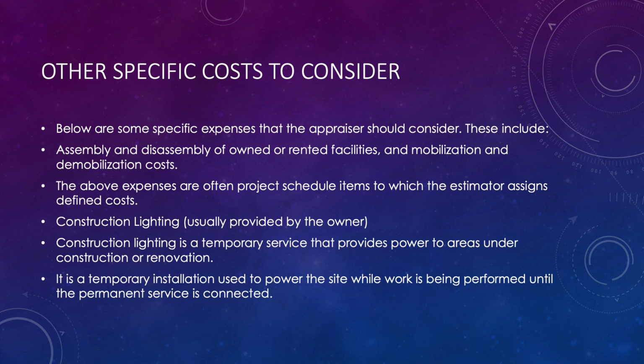Other specific costs to consider. Below are some specific expenses that the appraiser should consider. These include assembly and disassembly of owned or rented facilities, and mobilization and demobilization costs. The above expenses are often project schedule items to which the estimator assigns defined costs. Construction lighting, usually provided by the owner. Construction lighting is a temporary service that provides power to areas under construction or renovation. It is a temporary installation used to power the site while work is being performed until the permanent service is connected.